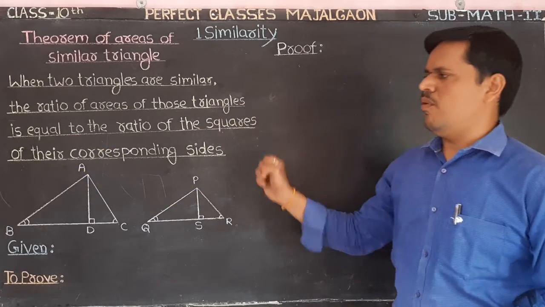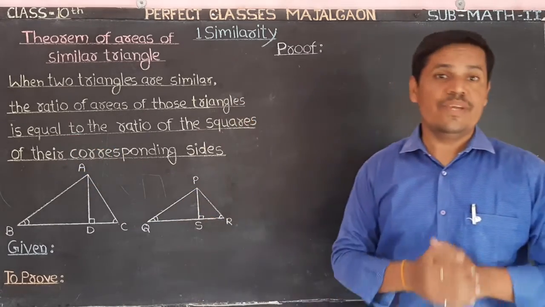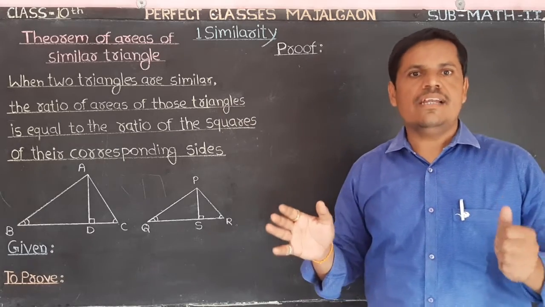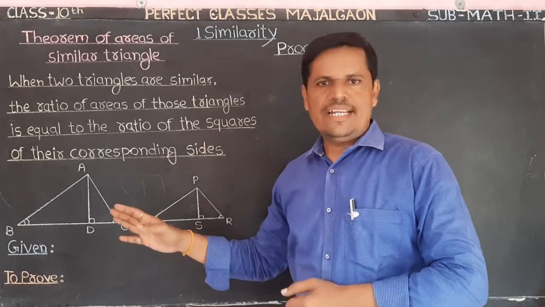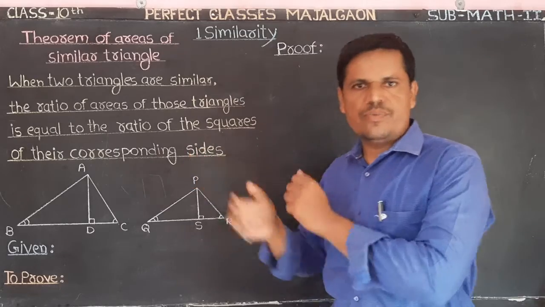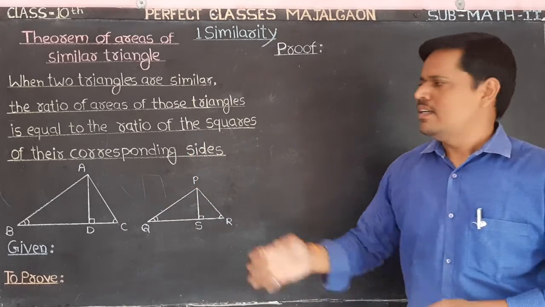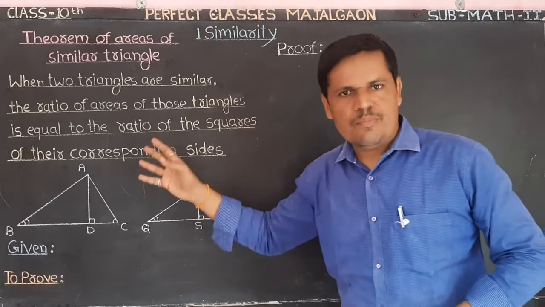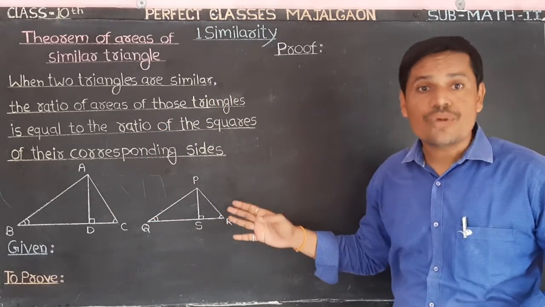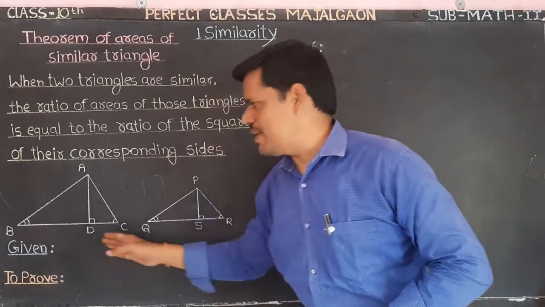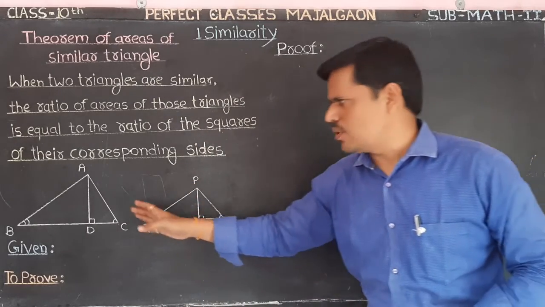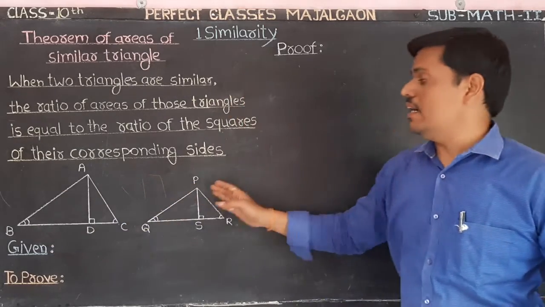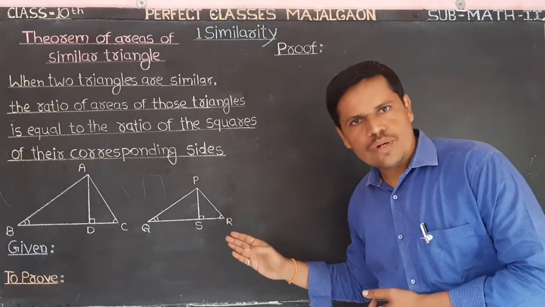From the given information, first we construct the figure. To solve any theorem, no figure, no credit. Here, when two triangles are similar, from this information we will construct two triangles. The name of the triangle is ABC. Here I have already constructed two triangles, triangle ABC and triangle PQR. These are the two triangles.